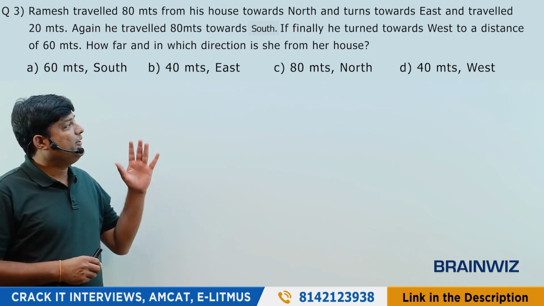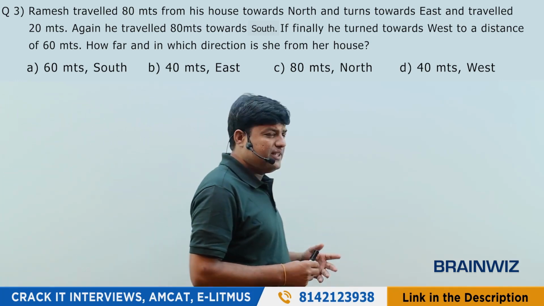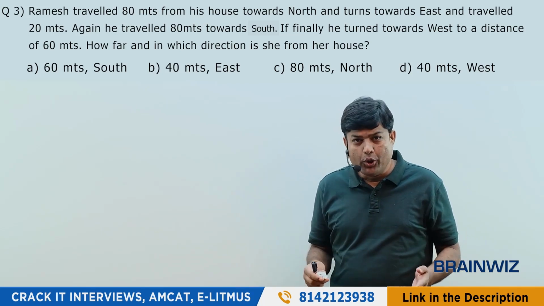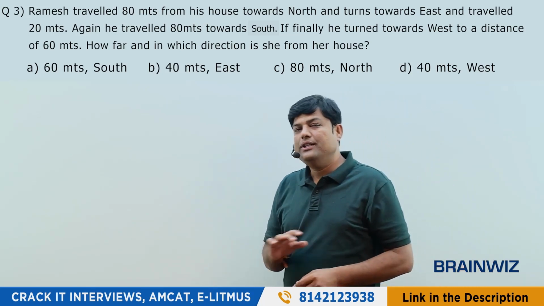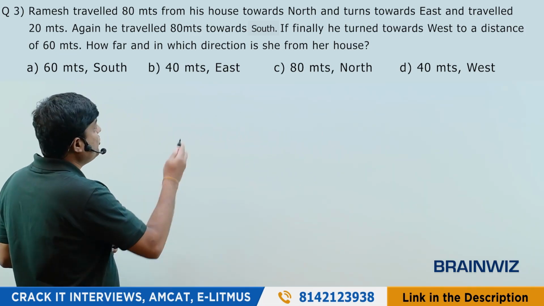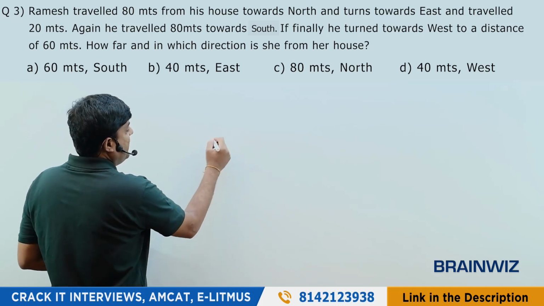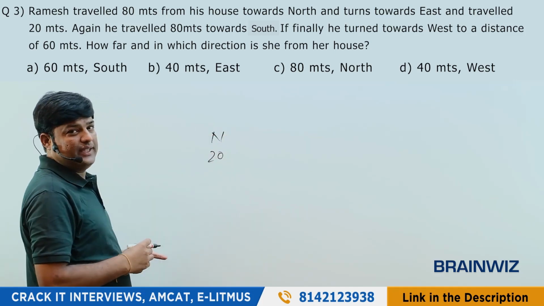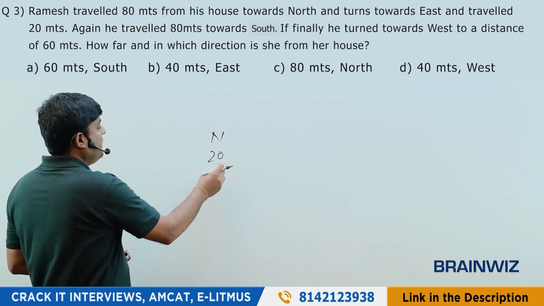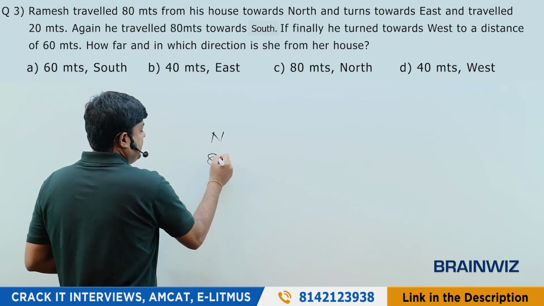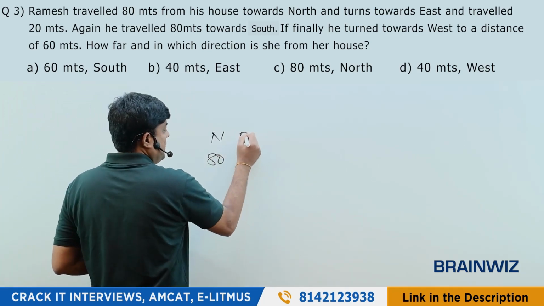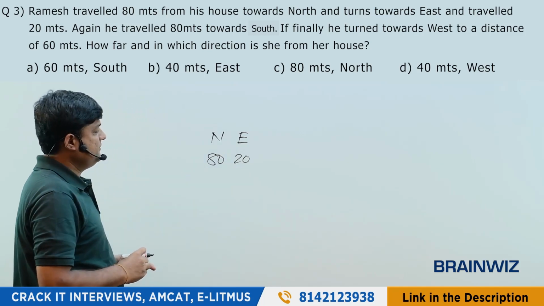So we are supposed to find out how far and in which direction. Students, it's very simple, as I told you. Do you want a diagram? No? That's good. A diagram is not required for this. We can do it within 15 seconds. Ramesh has gone towards the north, sorry, it's not 20, this is north 80. Now, again he traveled towards the east, so I'm writing east 20 meters.